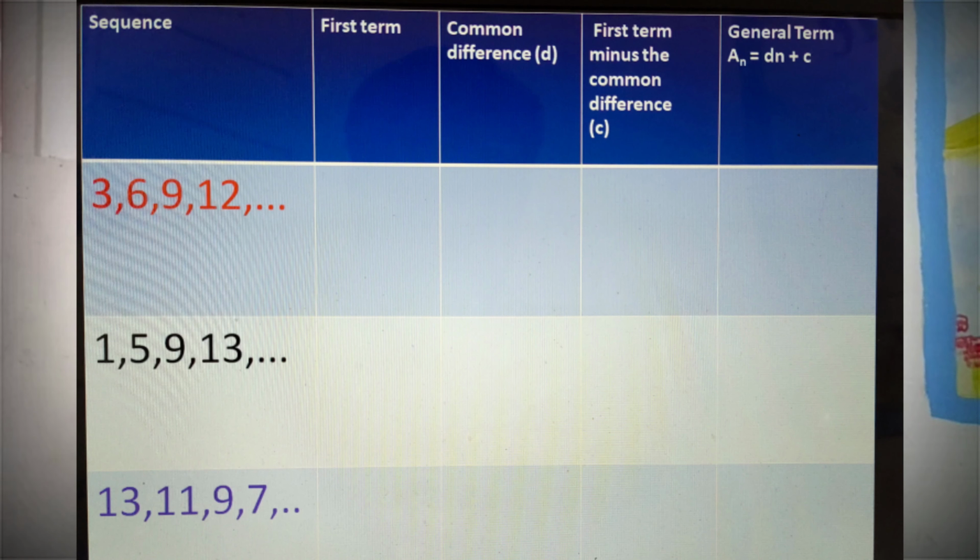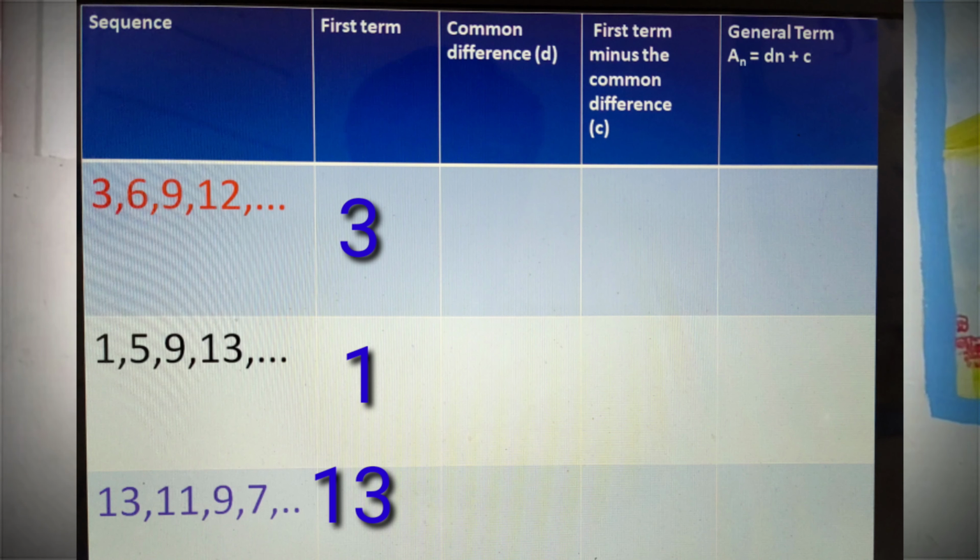Okay, let's have the first column. Aalamin na lang natin dito ang unang term sa bawat sequence. Okay, number 1. Ano ang first term? Number 1, the first term is 3. Number 2, the first term is 1. Number 3, the first term is 13. Okay, so titingnan naman natin yung second column. Ang nakalagay dito, common difference, and the symbol is d.